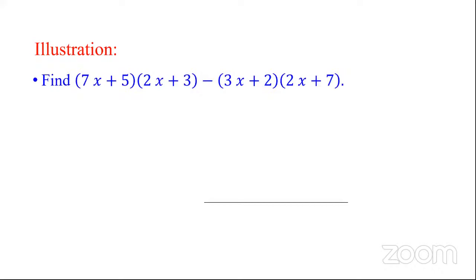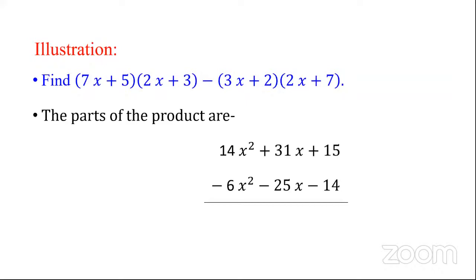7x plus 5 multiplied by 2x plus 3 minus 3x plus 2 multiplied by 2x plus 7. Those who can do it directly, like this, 14 minus 6, 8x square. You can see that way: 7 into 2 minus 3 into 2. They are the like terms. Can write the answer in one line. Or go by steps. First write the three products, then subtraction, and then vertical addition. Eight x square plus 6x, plus 1.